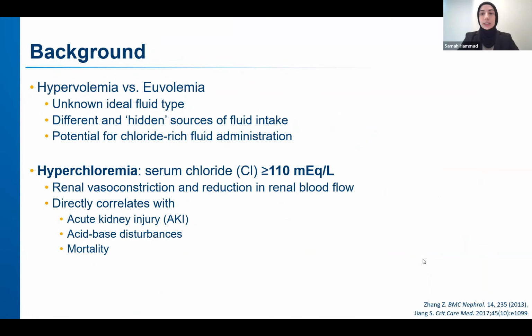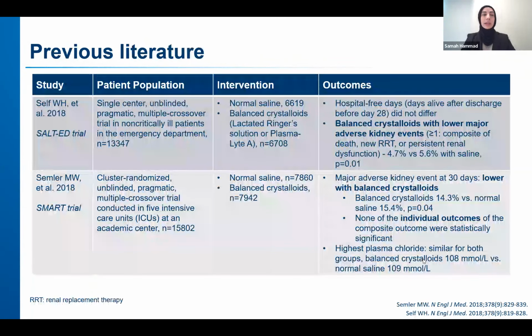Hyperchloremia here is considered a serum chloride level of greater than 110. However, you might see it in other sources of greater than 109. And this has the potential to cause renal vasoconstriction and subsequently a reduction in renal blood flow. And this has been reported to correlate with AKI, acid-base disturbances, and mortality. There's been a growing body of literature honing in on the effects of hyperchloremia and renal function in AKI, and we have had several landmark trials come out within the literature in the past few years pointing that out.